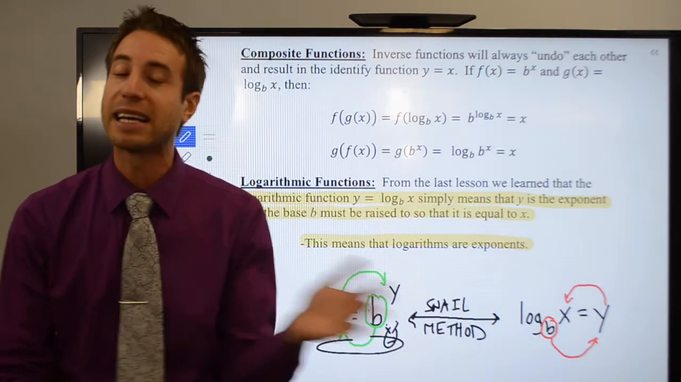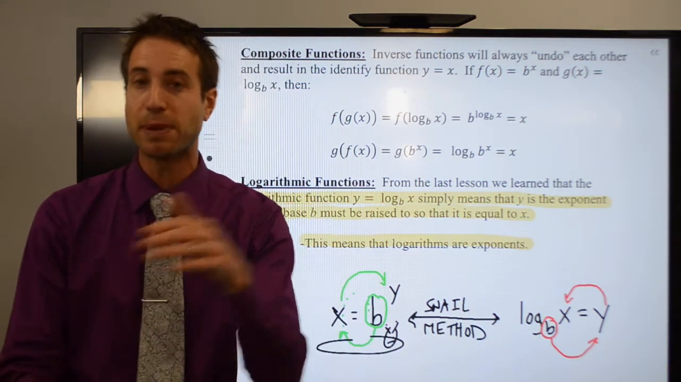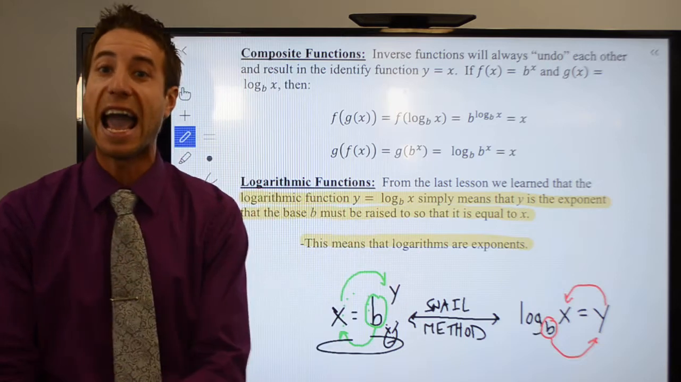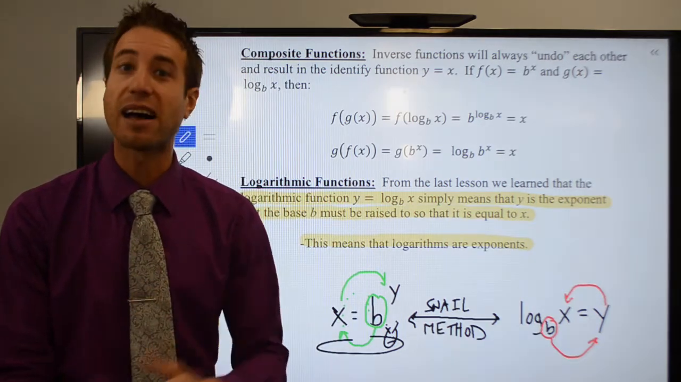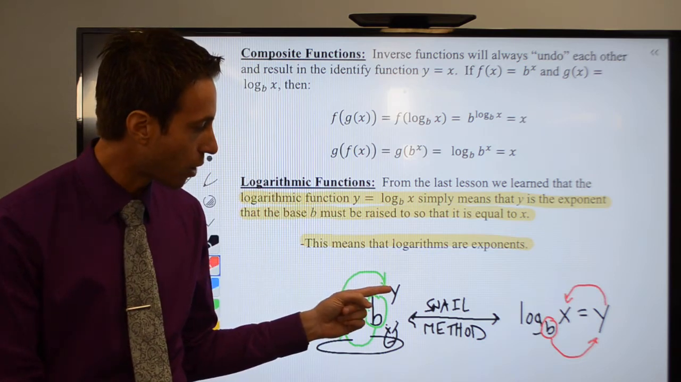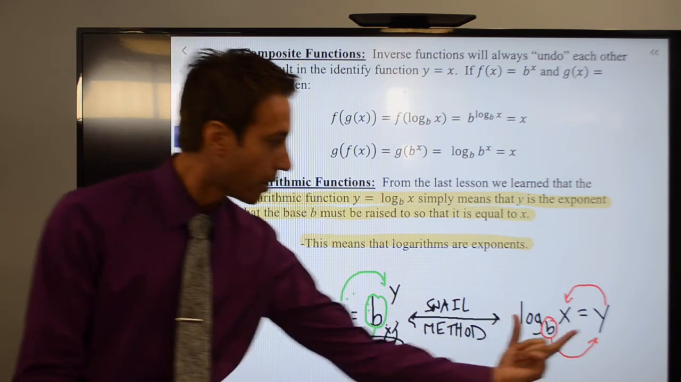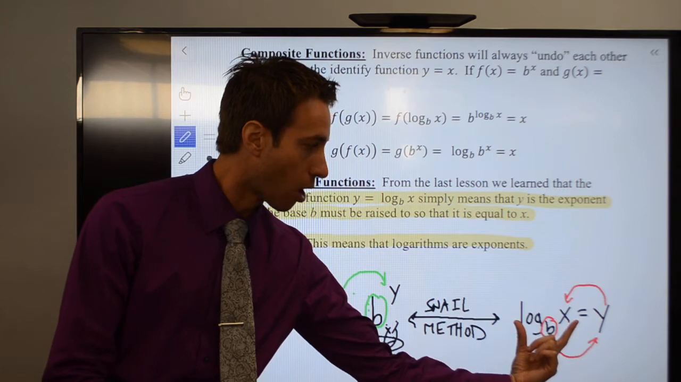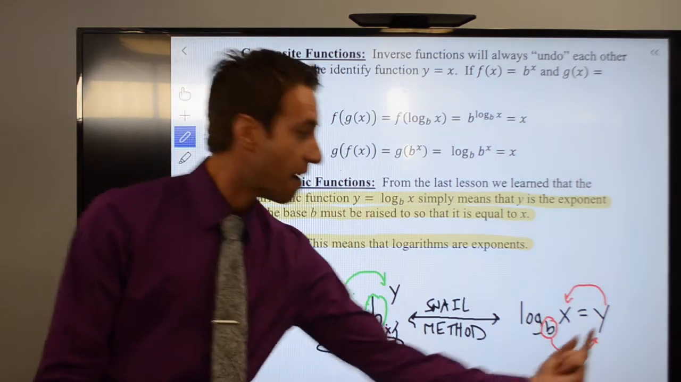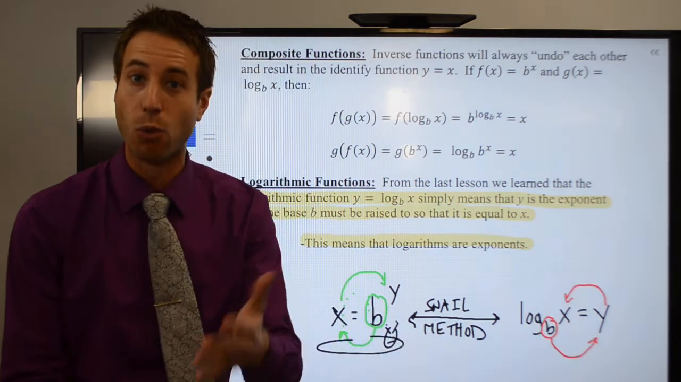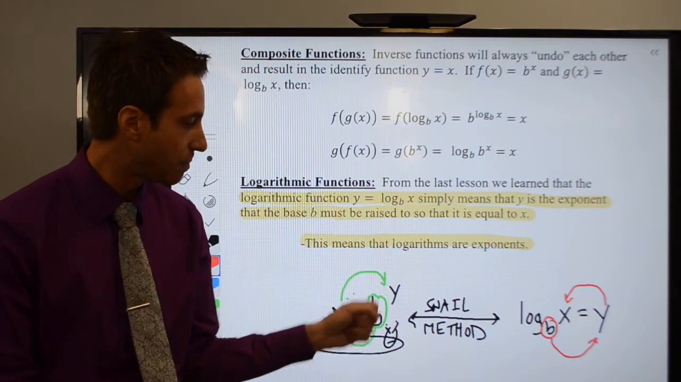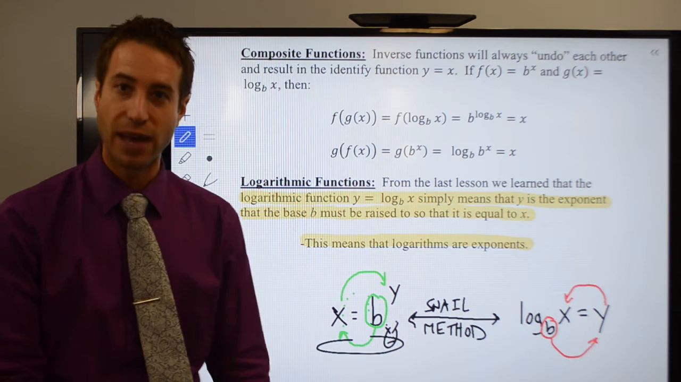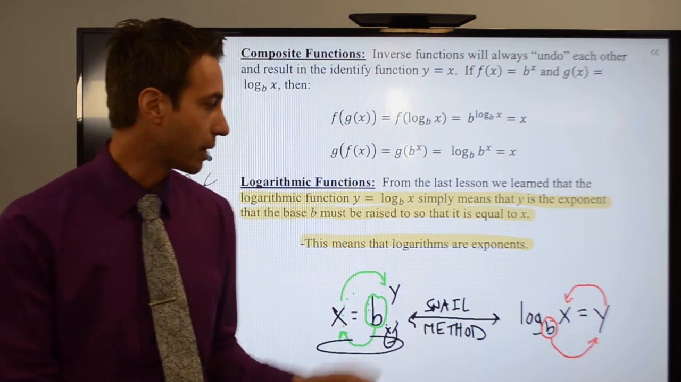So the Snail Method lets us go back and forth between an exponential and a logarithm, or a logarithm and an exponential. And again, a logarithm is nothing more than an exponent. When I take a logarithm base b of x, it finds me y, and y is the exponent. If I raise b to that exponent, then I'll get x. So it's really, really important.